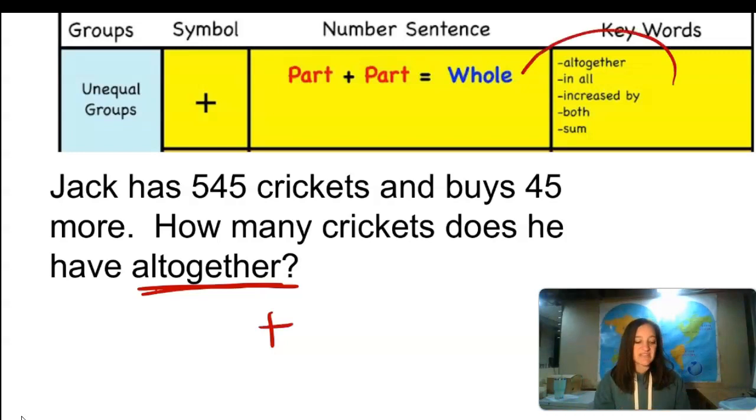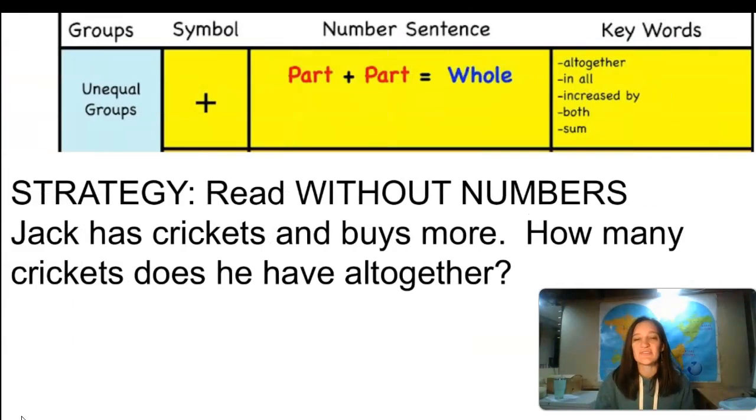Sometimes though, it doesn't have any of those keywords. What's my strategy then? One of the strategies I like to use is to read the question, but without the numbers. Sometimes we just read the numbers and we get clogged up with the numbers and we don't really understand what's going on. And if we just kind of understood what Jack is doing, then we're like, oh, well, we're going to add them together. Okay, so let's read this again without the numbers and try to visualize what's happening.